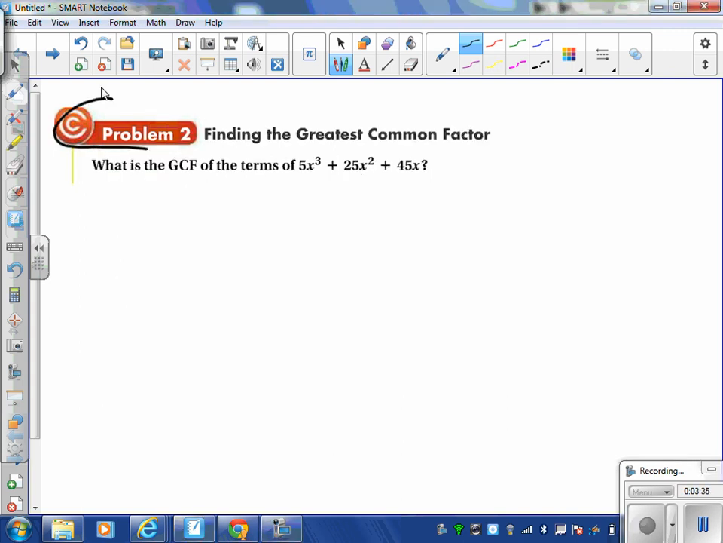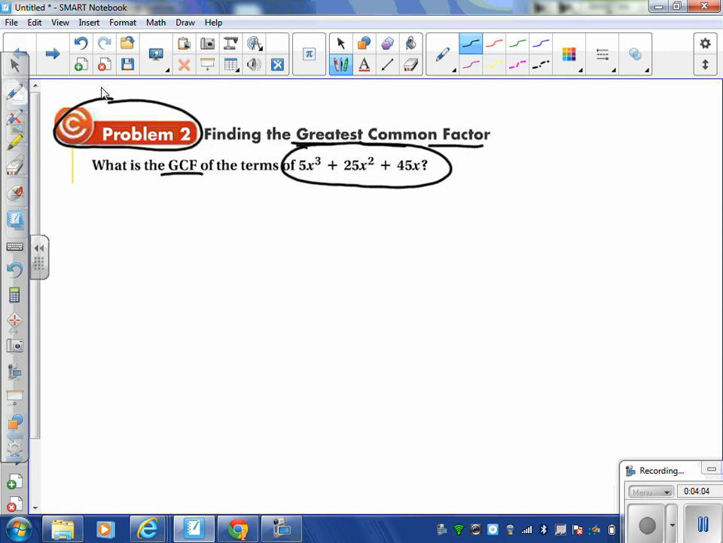Let's take problem number 2. Finding the greatest common factor, also known as GCF. When given this problem, 5x to the third power plus 25x squared plus 45x, we need to find the greatest common factor in each of those terms. What number goes into each one of those?